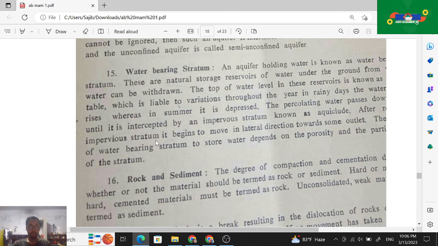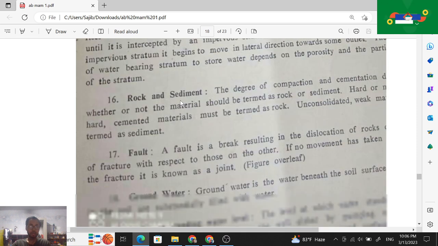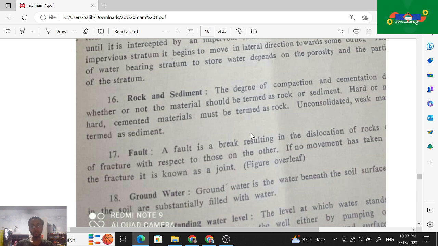After rain, the water moves in lateral directions towards some outlet, and the water bearing stratum's ability to store water depends on the porosity and permeability of the stratum. And rock and sediments, the difference is the degree of compaction and cementation. Whether or not the material should be termed rock or sediment: hard or cemented material must be termed rock, and unconsolidated weak material termed sediment.